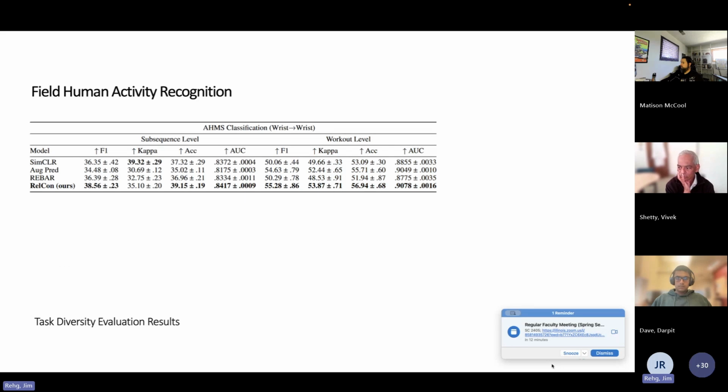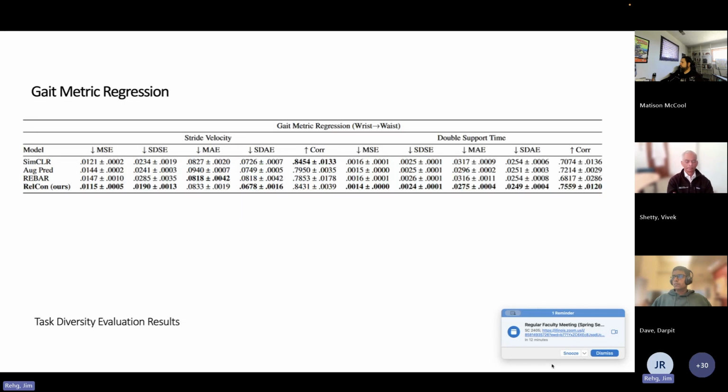Another argument for the performance of this representation is based on the accuracy and the performance. So this is the performance of our approach on activity recognition. We're doing better than previous approaches across a number of metrics, and then also recognizing what workout someone is doing as well. Skip over this plot.